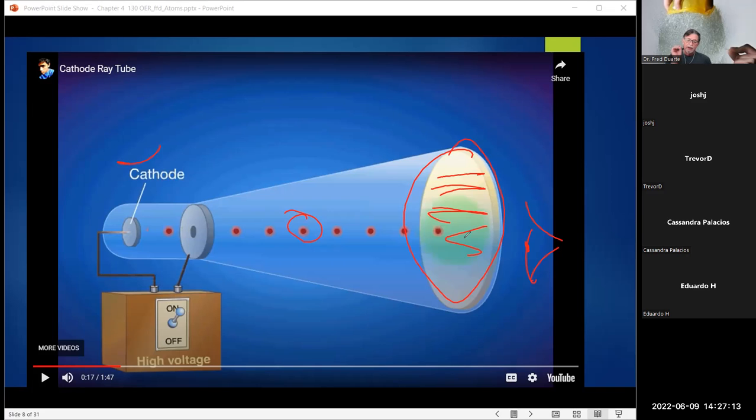So here's J.J. He's finding that he's creating this particle, and he sees it, okay? Does anybody know what a CRT tube is? What the name is? Cathode ray tube. Okay. So it's the precursor for your television. Let me clear this up.